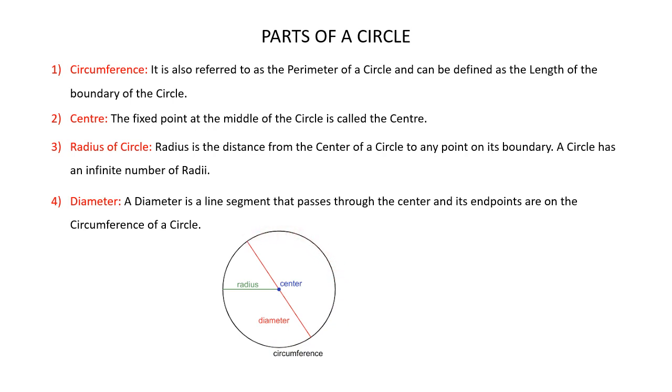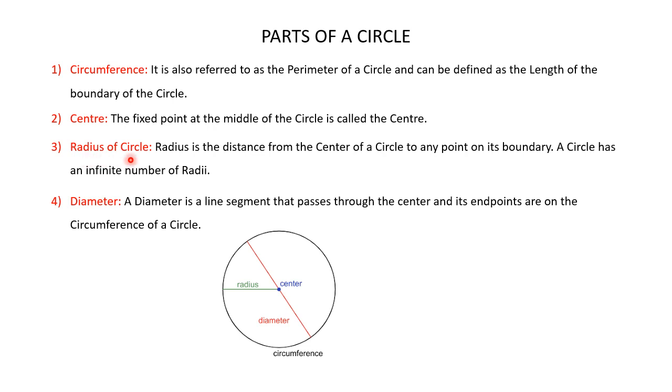Center. The fixed point at the middle of the circle is called the center. So, in this diagram, this is the fixed point at the middle of the circle, and this is known as the center of the circle.